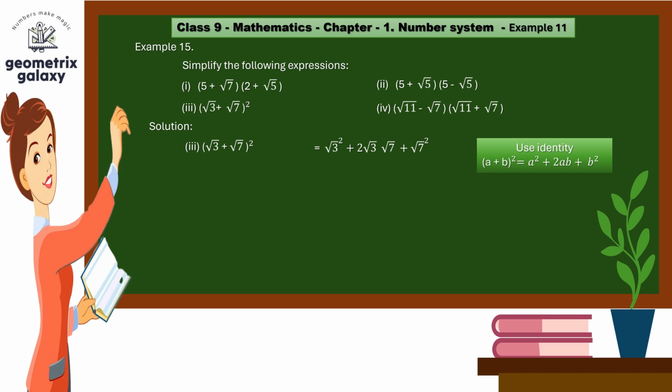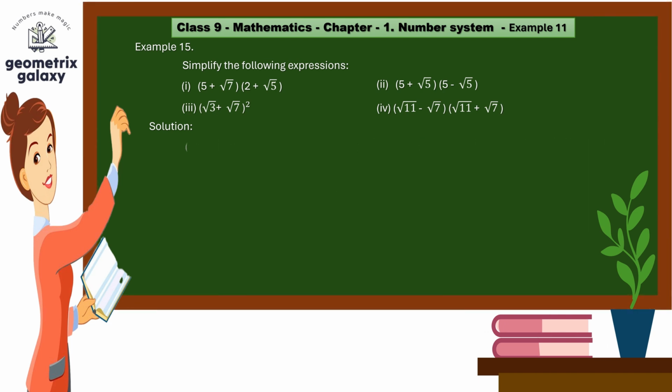Now let us simplify in the next step. Root 3 square means root 3 into root 3, that is 3. Now 2 into root 3 into root 7 is 2 root 21, plus root 7 square, that is root 7 into root 7, which is equal to 7. Therefore after simplification we are getting 3 plus 2 root 21 plus 7. But we can further simplify this. We can add 3 and 7. So 3 plus 7 is 10. So in the next step we can write this as 10 plus 2 root 21.